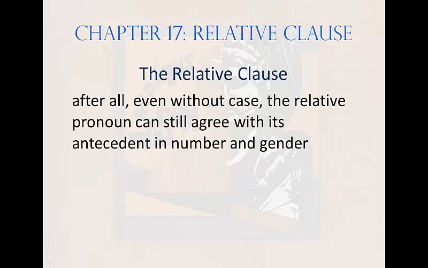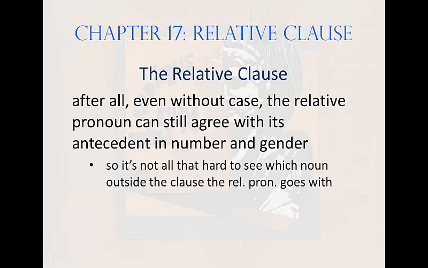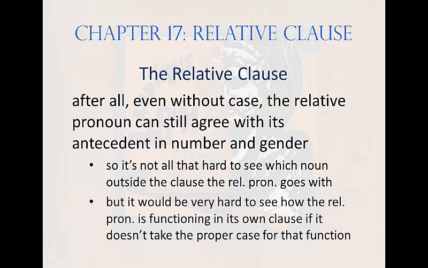That's because even if the relative pronoun doesn't agree with its antecedent in case, it still does in number and gender, which makes it most often very easy to see which noun outside the relative clause is the antecedent. So the directional factor, which dictates most adjective case endings, isn't an overriding issue in this circumstance. On the other hand, it would be very hard to see the function of the relative pronoun inside its own clause without a case that indicated that function.